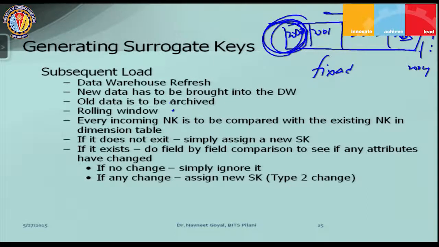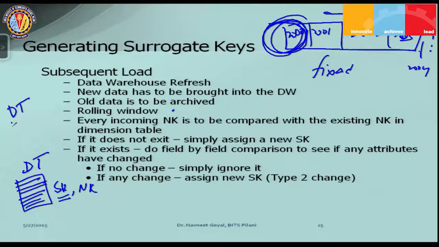So what we do is I look at the first dimension table, and there are already records in this, and they will have both the surrogate key and the natural key, and the surrogate key is the primary key. Now when the refresh happens, I'll take the dimension table from the production system, which will have all the changes in it if there are changes. I take the first record from this and compare whether it is there. If it does not exist, I simply assign it a new surrogate key, because there is a new dimension record that has come in.